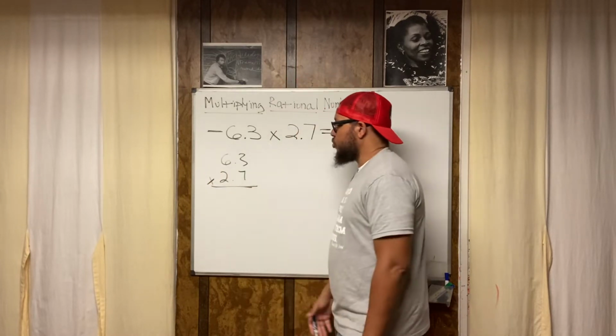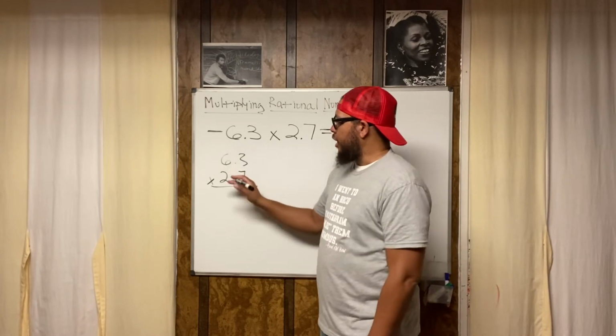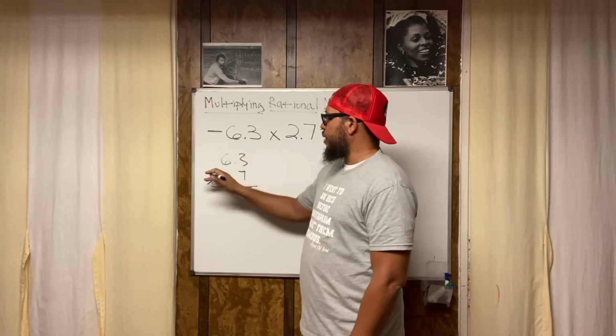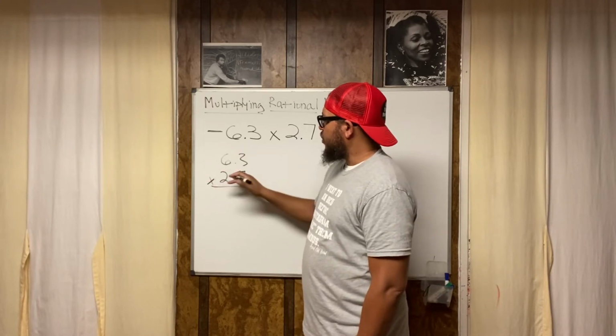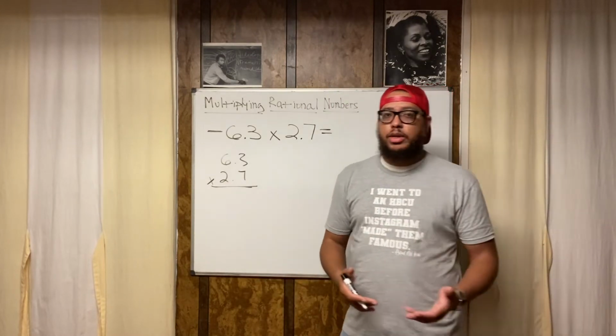And then what I do using the standard algorithm, I start at the far right. So I start at this 7 right here. And I'm going to multiply this 7 by each of these two digits. Then I'm going to multiply this 2 by each of these two digits. So I'm going to do 7 times 3. You got to know your multiplication facts. 7 times 3 is 21, right?